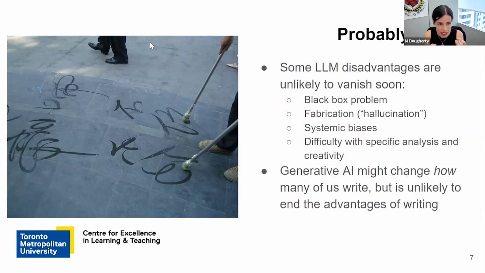So while I think it's safe to say that generative AI tools will change how many of us write, they are very unlikely to end the advantages of writing for us or for our students. So even given the presence of LLMs and their wide availability, it just makes sense to continue to ask students to write. We just have to change what we're asking for and how we're asking for it.